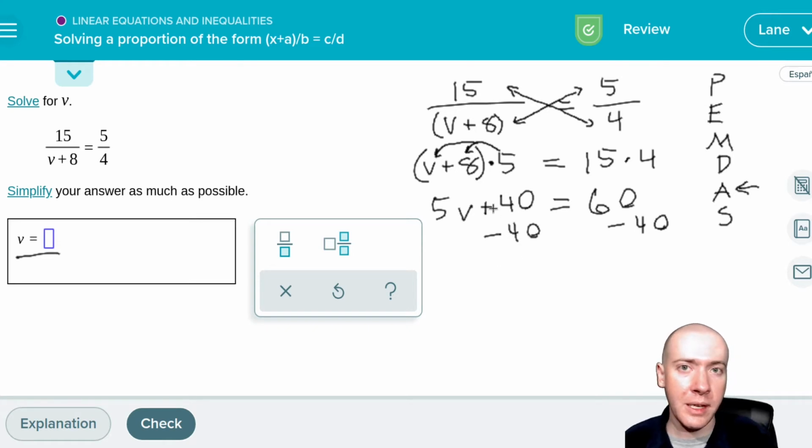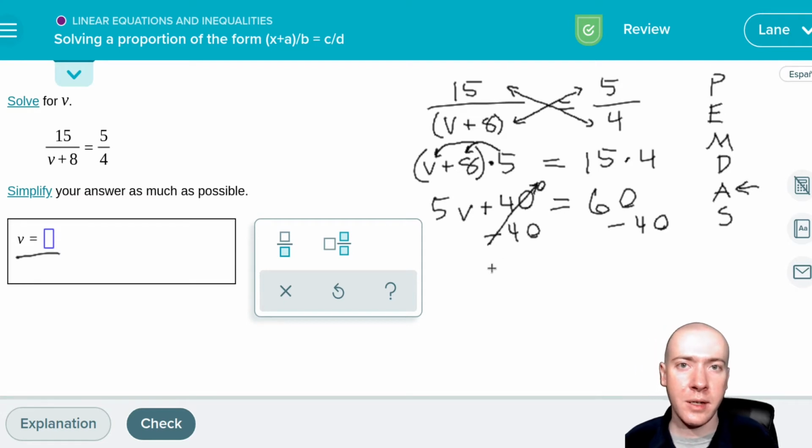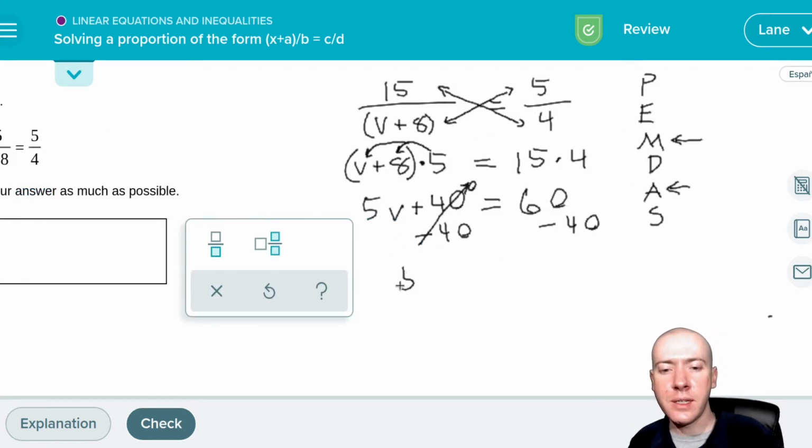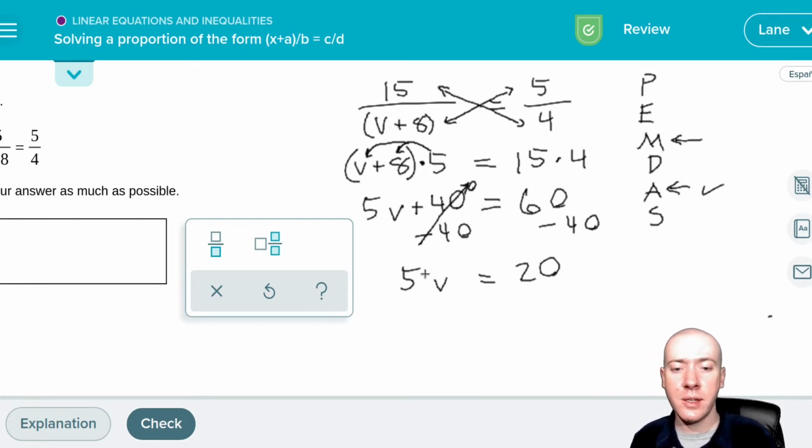All right, now on the left-hand side, the plus 40 minus 40 cancel out. We have just 5v on the left-hand side. On the right-hand side, 60 minus 40 is 20. Now we go back to PEMDAS and we say, all right, we've taken care of the addition. Is there any division? No. Is there multiplication? Yes, right here. This is 5 times v. So the next step to solve this equation is going to be to use the opposite of multiplication, which is division, right? So we're going to divide both sides by 5.